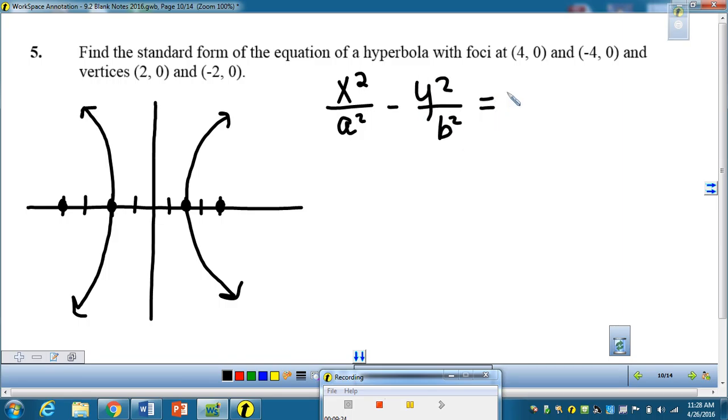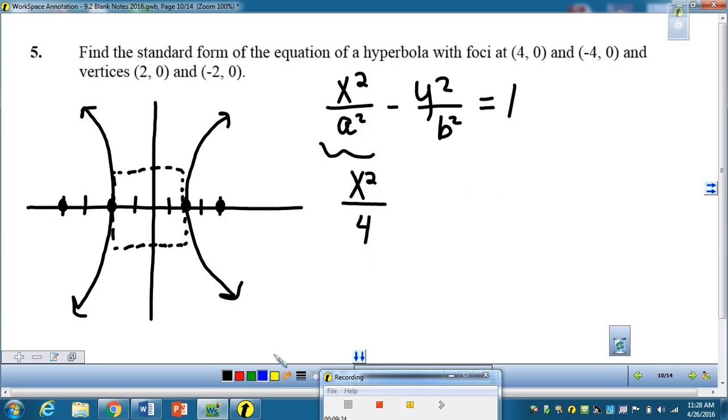All right, so the number below the x squared is going to represent a squared. If we take a look at the box, the edges of the box go out 2 and back 2. Those are the square roots. That is actually the A distance, so we can see that from the center, A is 2, so A squared would be 4.